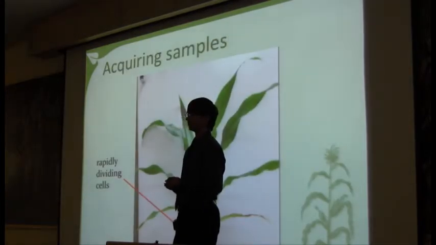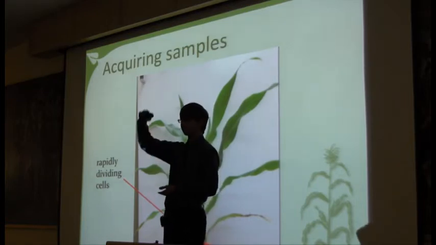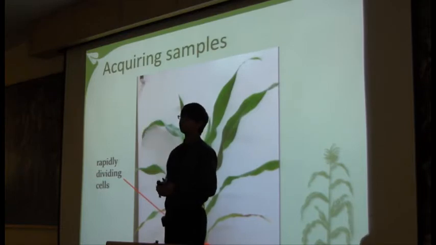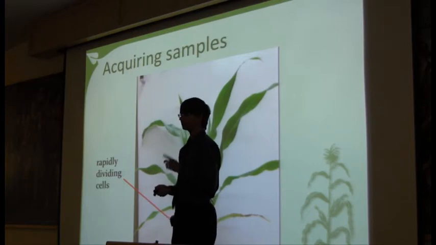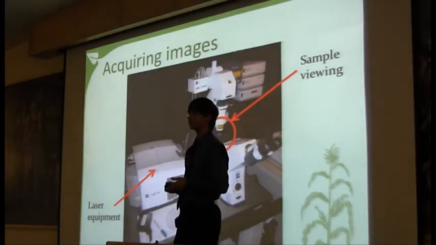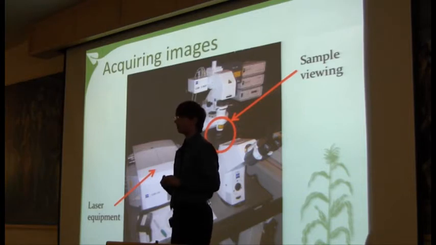So in order to acquire samples, and because TANGLED is part of the division process, we want a sample that has many rapidly dividing cells. So we get it from the very base of the plant. So, from a plant that's about this tall, samples are usually about this high. So they're very tiny. And then we take those samples, and then we put them onto a microscope, into this sample viewing area.